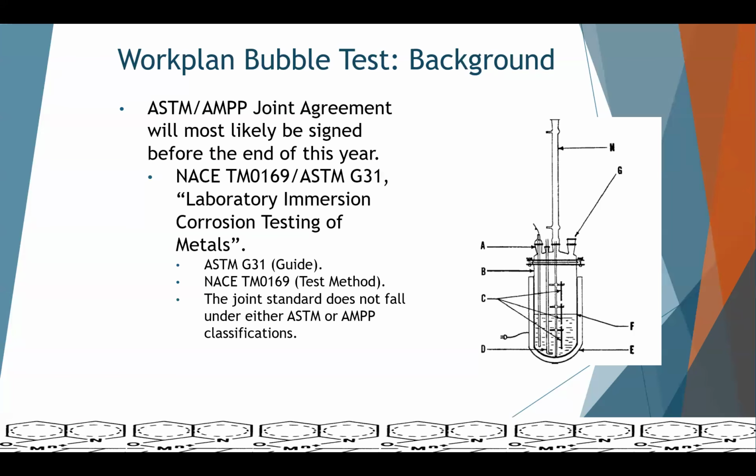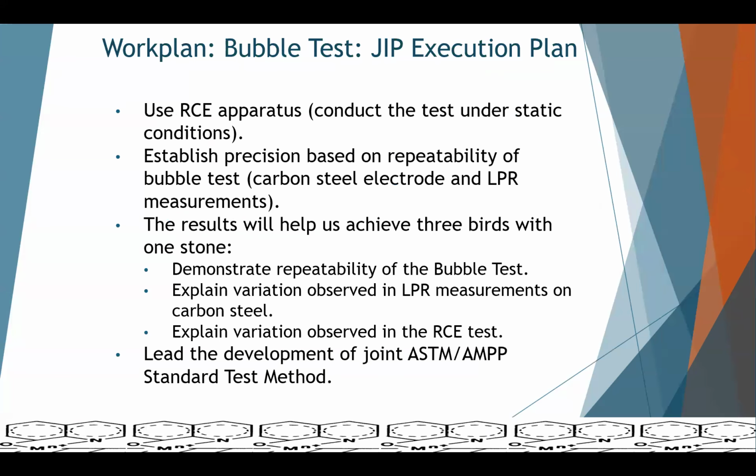That is the background. So with that, what are we going to do in our JAP? We are going to use the same rotating cylinder electrode apparatus, but we are going to conduct the test under static conditions. Our primary role is to establish the precision based on repeatability of the bubble test. Obviously, our focus will be on carbon steel and LPR measurements.